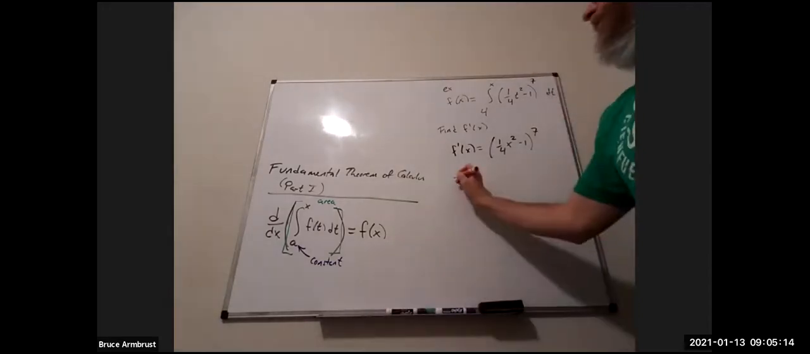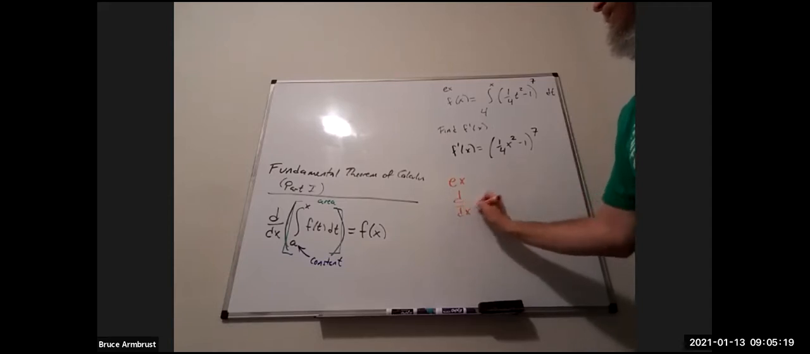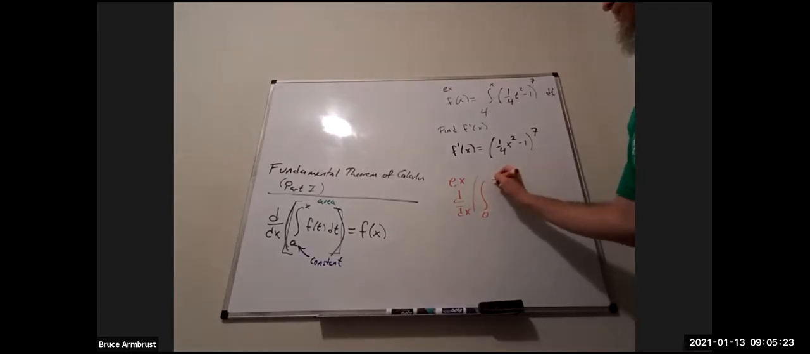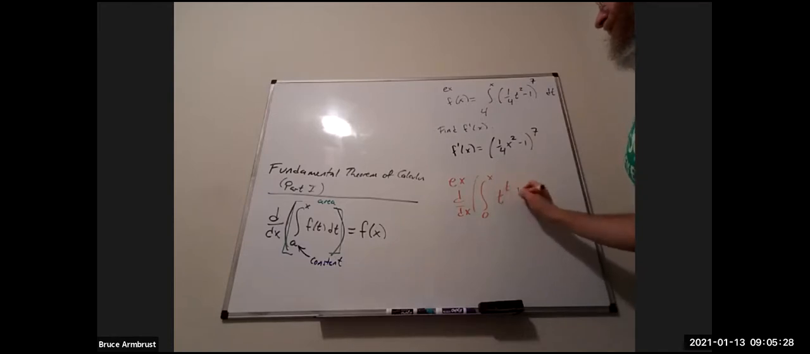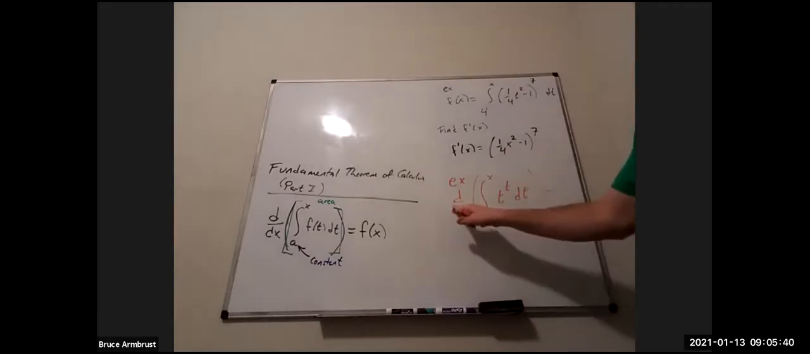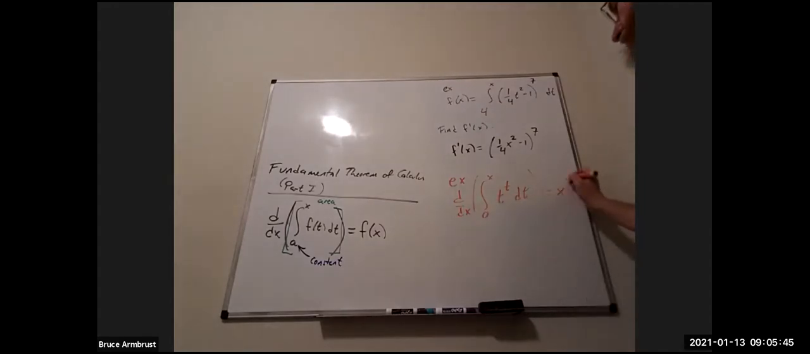Here's another one. Let's say we're looking at the derivative of the integral from 0 to x of t to the t dt. All right, well, I'm going from a constant to x. I'm going to differentiate with respect to x. So they undo each other. And what I'm left with is x to the x.